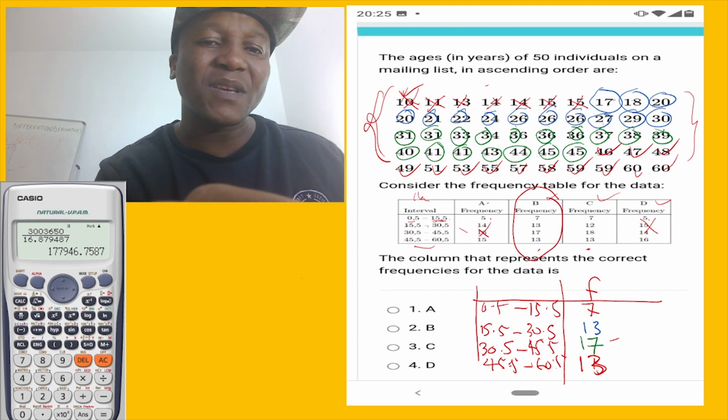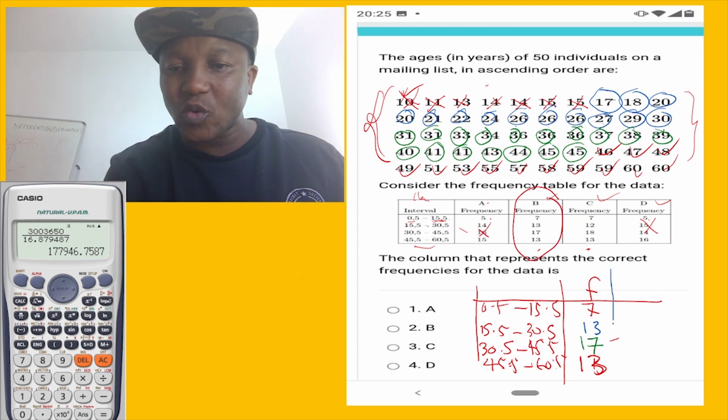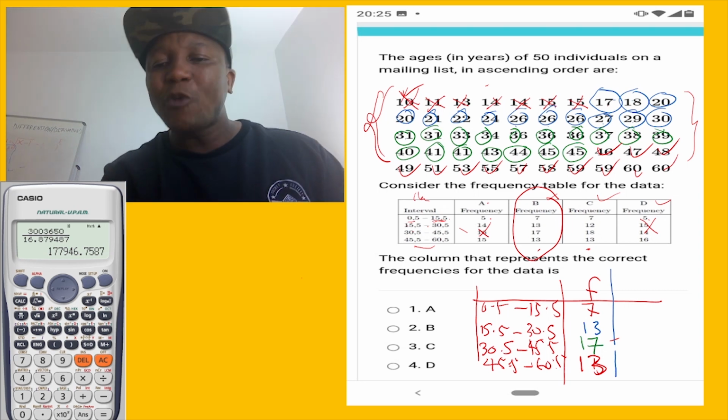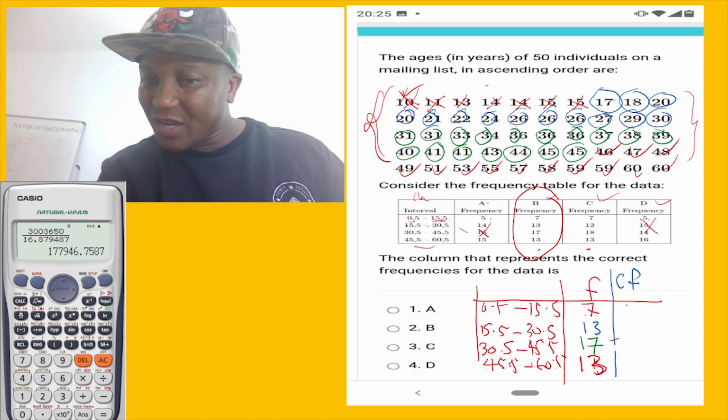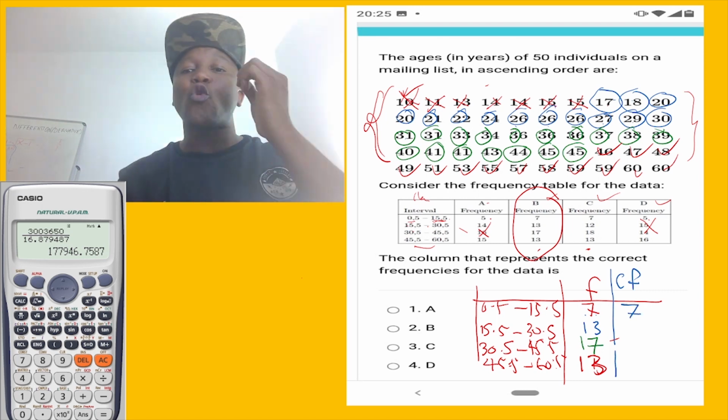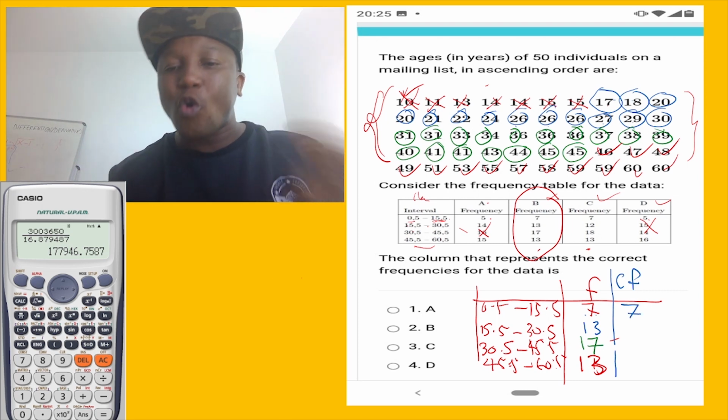But here, let me teach you something. It's not part of the question, but let me teach you. Sometimes they ask to find the cumulative frequency. How do you get cumulative frequency? You write the first number here, your 7. That's called cumulative frequency, because this is a frequency.